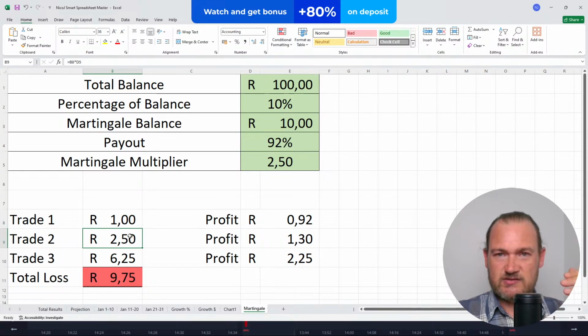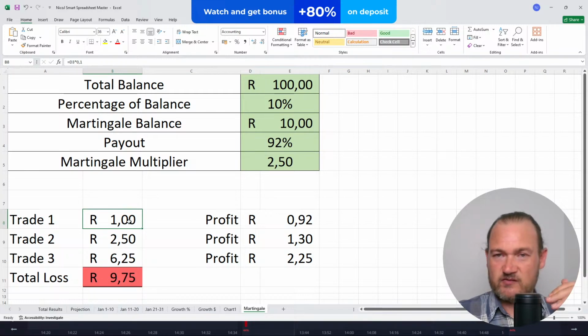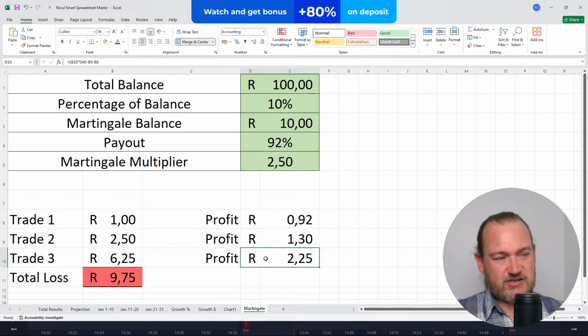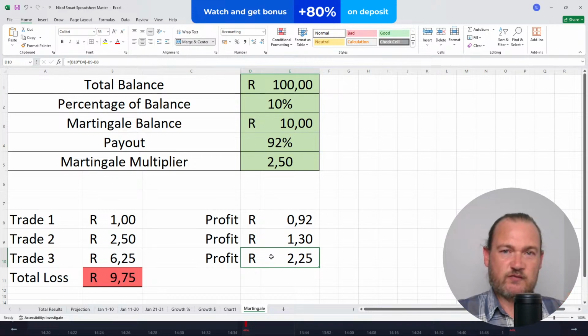If my second trade loses, we're going to go 2.5 again, and we get a value of 6.25. So if we win that trade, my profit will be 2.25, because it's 92% on 6.25, but I have to subtract the values of the previous two trades that I lost to determine my actual profit. One of the reasons I'm not too fond personally of a Martingale money management strategy is we are risking $9.75 to make $2.25 profit.